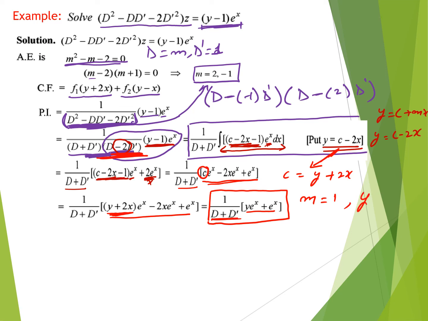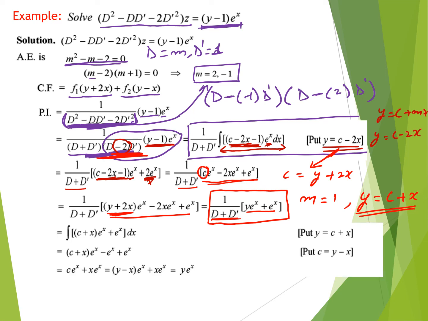So the equation of the line is y is equal to c plus x. That means we have to replace y with c plus x. We replace it as c plus x, and then we have to integrate again with respect to x. Remember, when you replace the value of y as c plus x, you don't need to write this D plus D dash, because this portion is solved. As soon as you write y is equal to c plus x, this portion is solved. Now we have to integrate it.